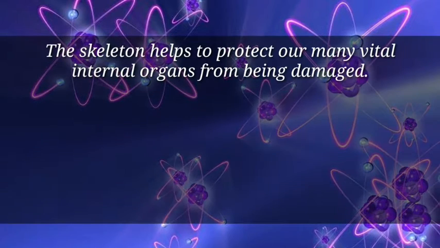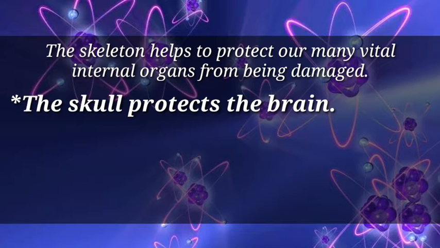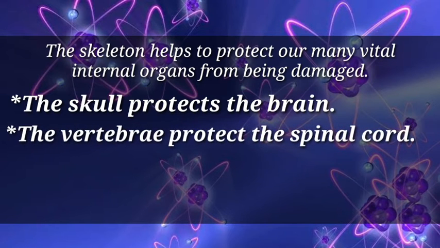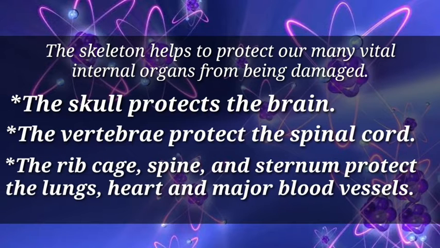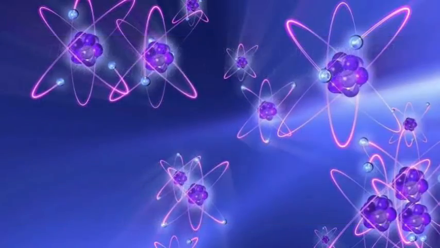The skeleton helps to protect our many vital internal organs from being damaged. First, the skull protects the brain. Second, the vertebrae protect the spinal cord. Third, the rib cage, spine, and sternum protect the lungs, heart, and major blood vessels.